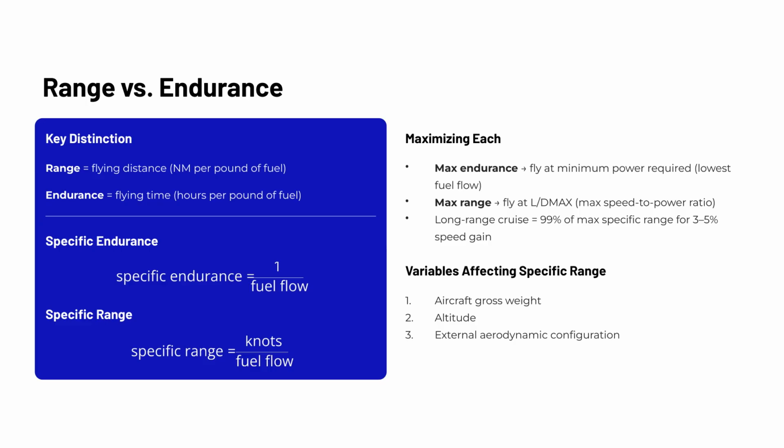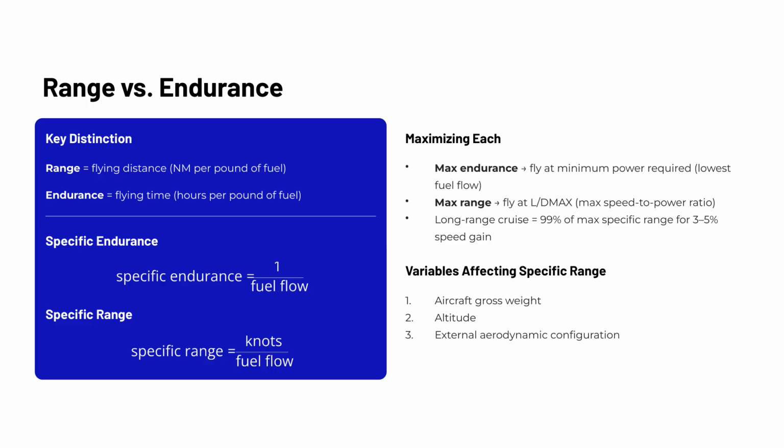To maximize endurance, you want to fly at the minimum power required condition, which corresponds to the lowest possible fuel flow. This keeps you airborne the longest, but does not necessarily cover the most ground. To maximize range, you fly at L/D maximum, which gives you the best ratio of speed to power and the greatest distance per unit of fuel burned.